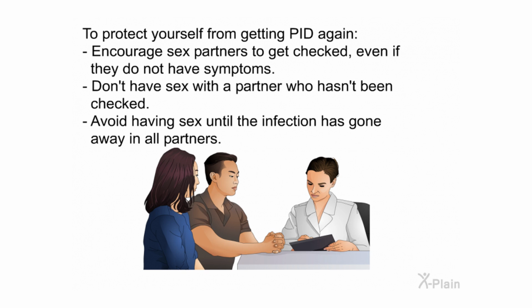To protect yourself from getting PID again, encourage sex partners to get checked even if they do not have symptoms. Don't have sex with a partner who hasn't been checked. Avoid having sex until the infection has gone away in all partners.